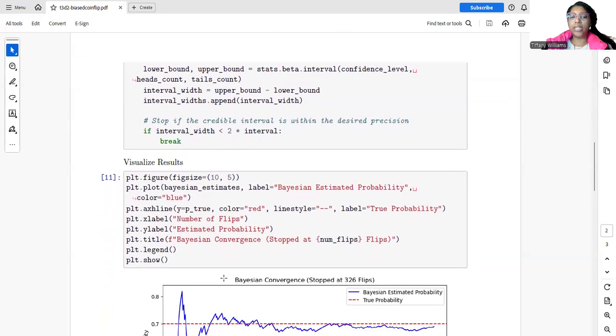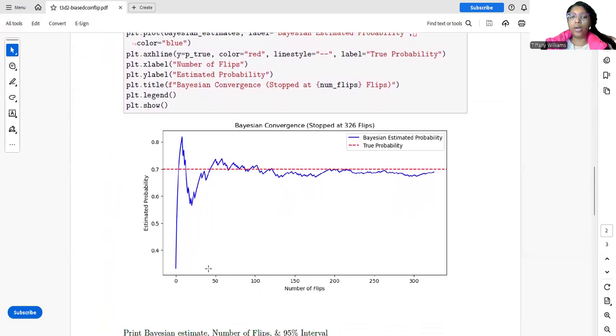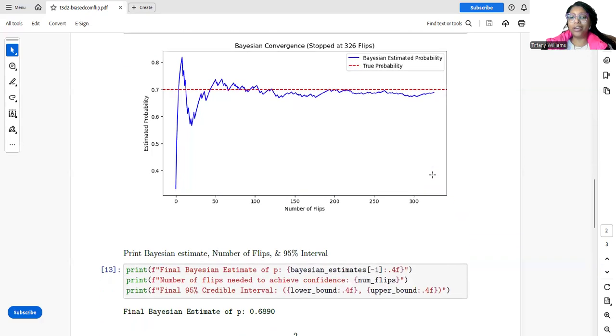And to visualize that, here you'll see the graph where it starts out very unstable, the Bayesian estimates, and then as time goes on, it kind of stabilizes and converges to the probability. So you can see here, it stopped at around 326 flips of the coin within that confidence interval.